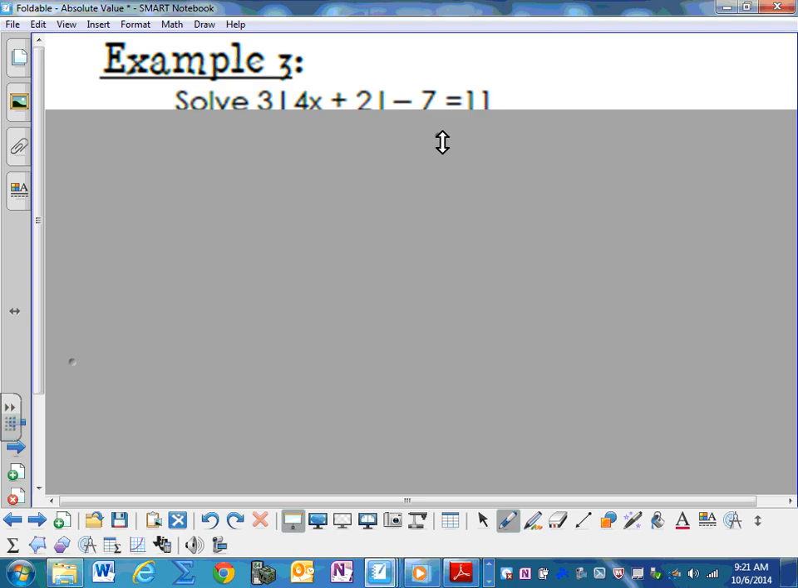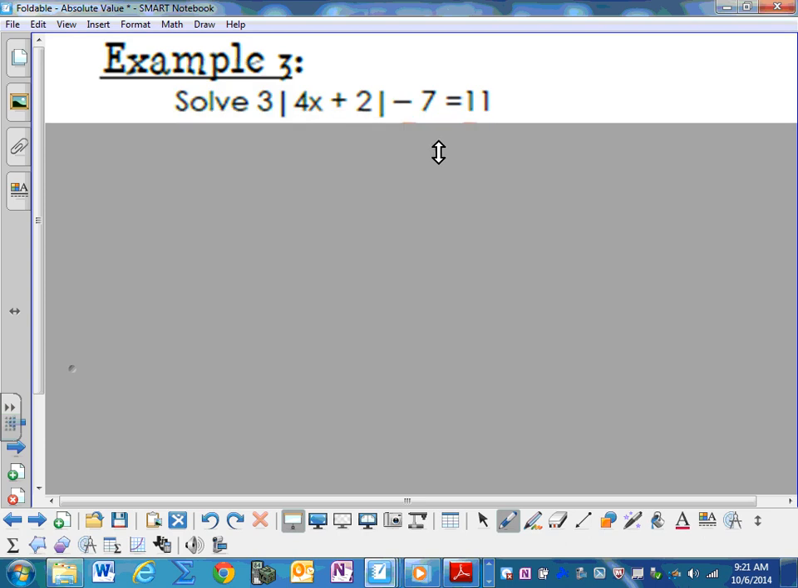Example 3. Solve 3 times the absolute value of 4x plus 2 minus 7 equals 11. So again, before we can solve this inside the absolute value sign, we need to isolate it. So it's multiplied by 3 and it's subtracted by 7. So if this was just 3x minus 7 equals 11, we would add the 7 to both sides and then divide by 3. And we do the same thing with an absolute value equation.